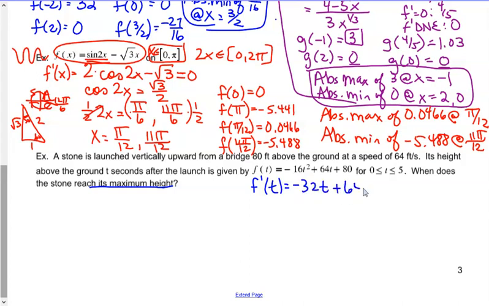That's my derivative. To find my critical point, I need to set that equal to 0, and then subtract 64 and divide by negative 32 gives me a 2. And so that is my critical point of this function. Okay, so this is the critical point, but notice I do have some endpoints here. So I need to look at what f of 0 is, what f of 2 is, and what f of 5 is.